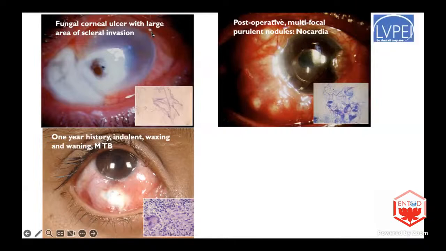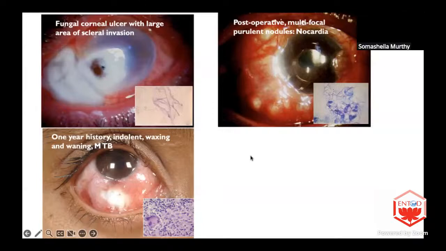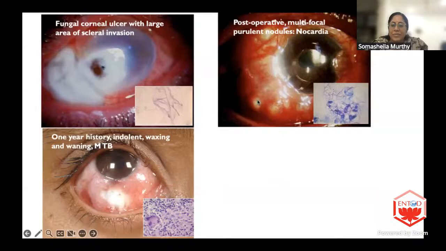So diagnosis of Nocardia, in terms of clinical presentation, is not easy. We'll have patients who come in with infectious scleritis, like these two examples. This is also Nocardia. It has multiple pus points and lesions with skip areas. So you have one pus point here, there's nothing, and then there's another pus point, and then there's something more here. So you can't really diagnose that it's Nocardia. It could well be fungal, it could well be bacterial.